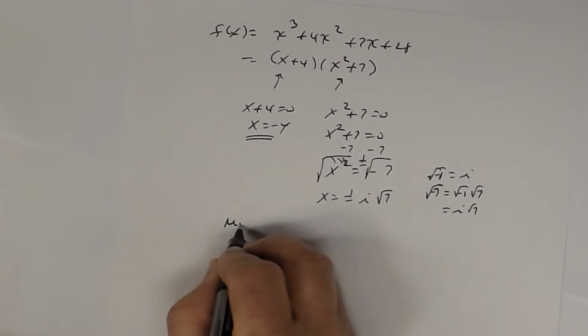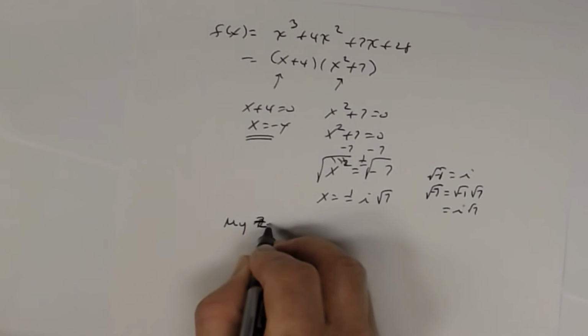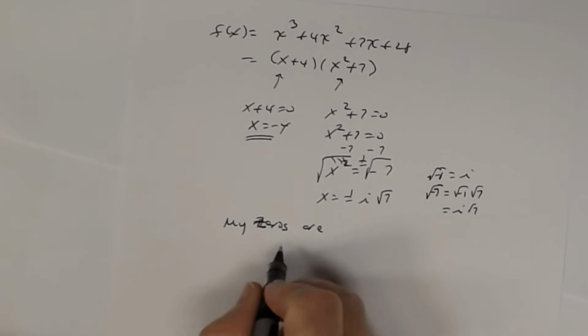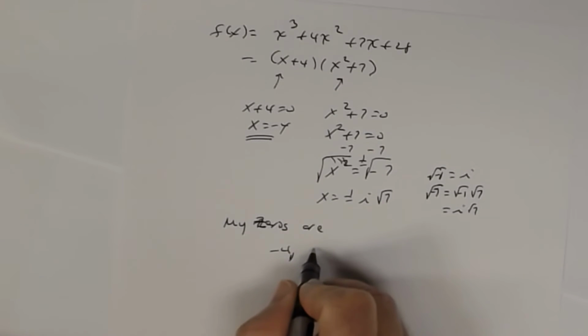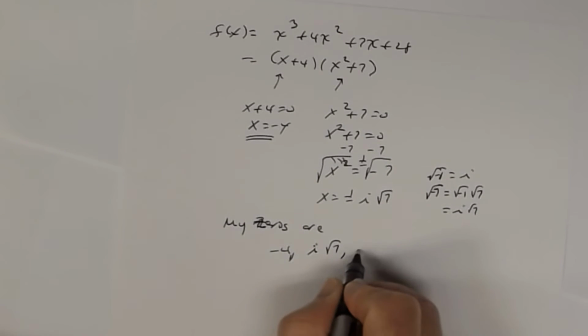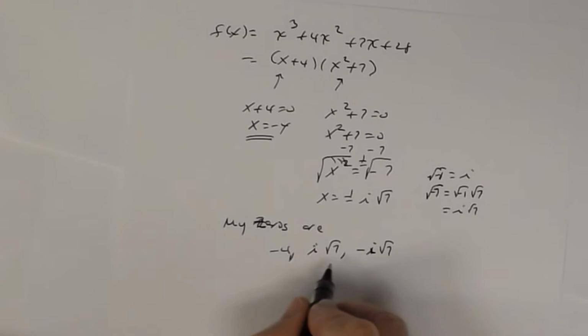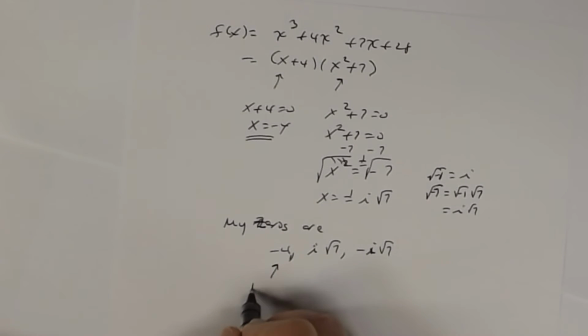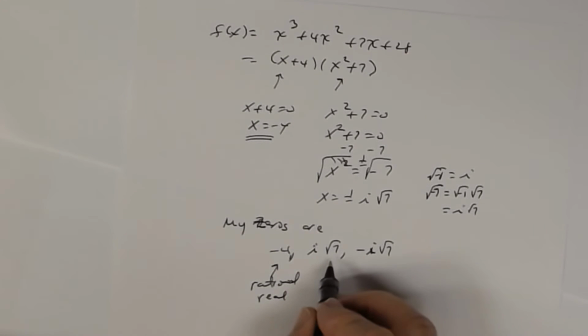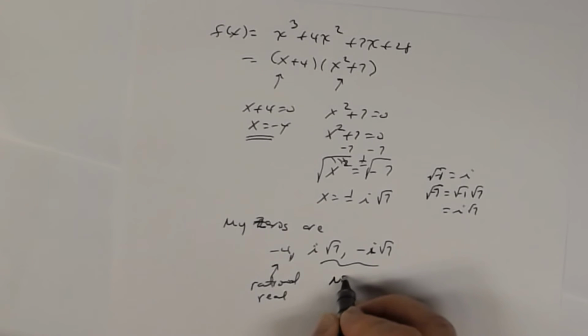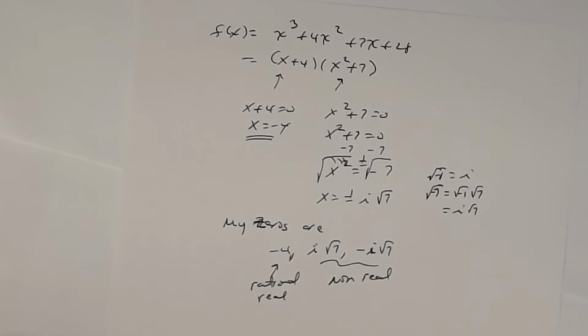So my zeros are negative 4. And if you list them separately, you're going to say i square root of 7 and negative i square root of 7. Remember, always put the i in front of the square root. If you put it in back, sometimes you make it look like it's underneath the radical and you don't get all your points. So notice 1, 2, 3. So this is rational, which is real. Remember, rational is a real number. And these are non-real. All right? So non-real. Okay. So that was number 3.